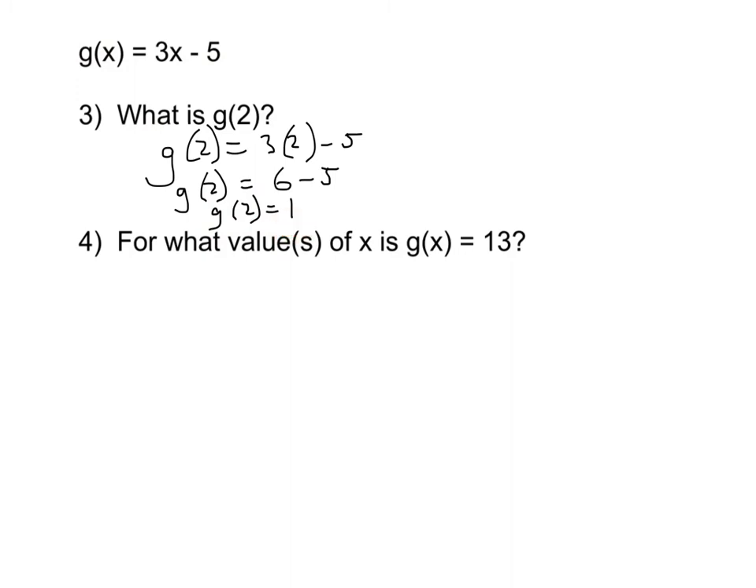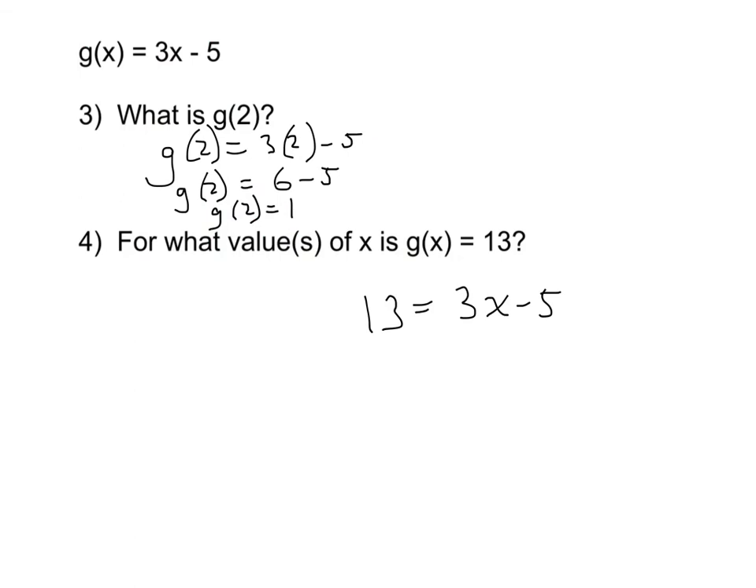Okay, and number 4. For what values of x is g of x equal to 13? Remember what this is asking. For what input values, or in other words, what input values is going to give me an output of 13? Well, going back up here, we know that our output is always going to be 3x minus 5. Our output's always going to be 3 times the input minus 5. So when is my output going to be 13? It's going to be when 13 is equal to 3 times x minus 5.